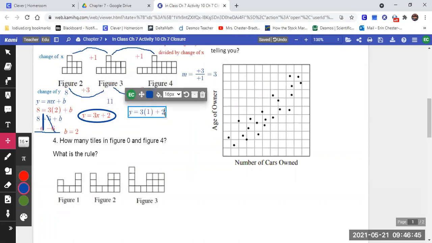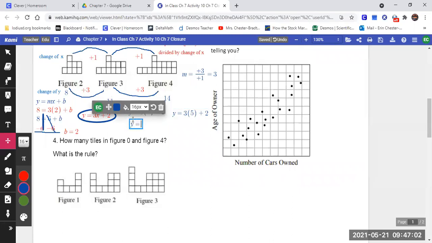And we have to figure out when X equals 5, because that's what figure 1 and figure 5 would be. Figure numbers are the X. So I'm using that rule I just figured out, and I'm solving. Okay, let's do our first one. What am I going to say? Y equals 3 times 1?